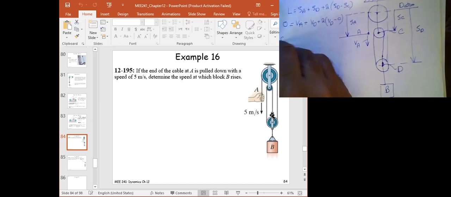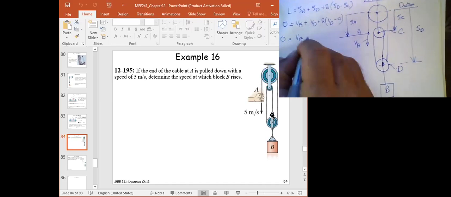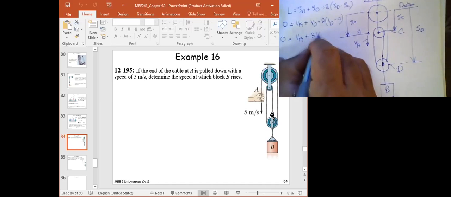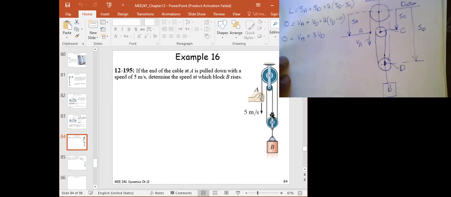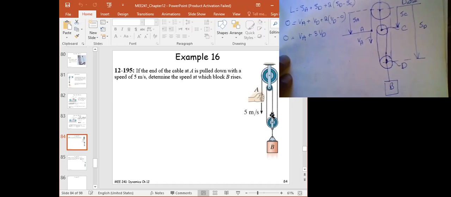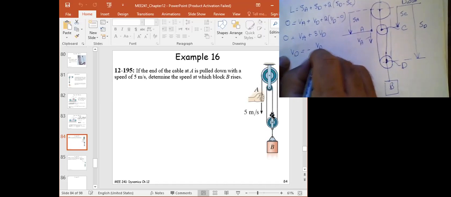Okay, so I'm going to end up with 0 equal to VA plus VD and then 2 VD, so it's going to be 3 VD, right? There you go. So now I can find the velocity of D if I have the velocity of A. So what is the velocity of D? It's going to be minus VA over 3, right?